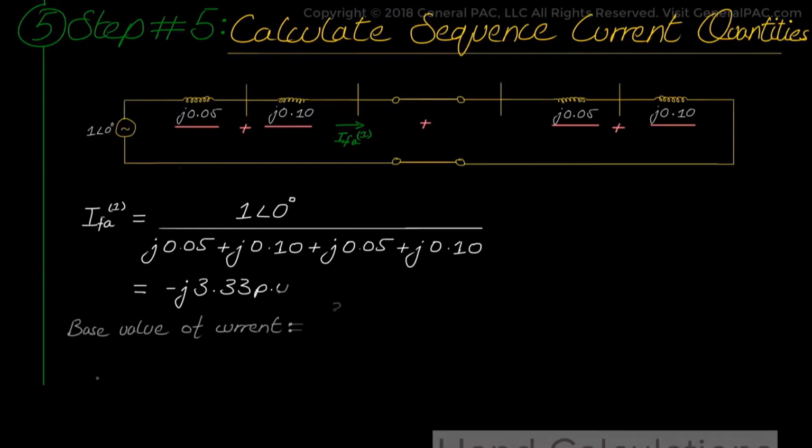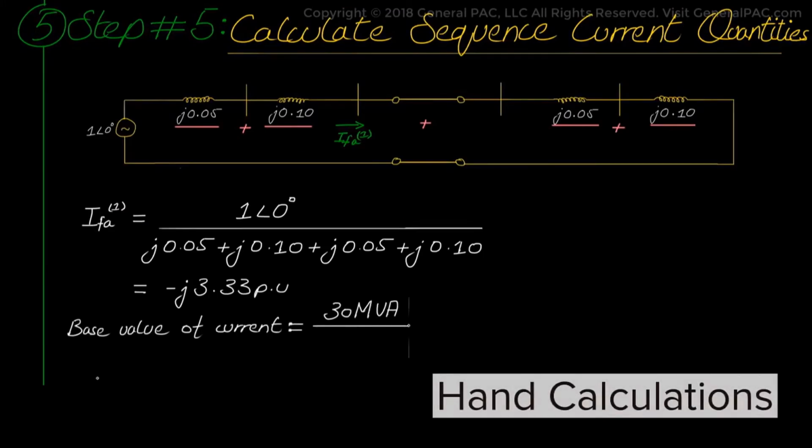Base value of power, which is 30 MVA, divided by the base value of the voltage at the faulted end, 13.8 kV, which gives us the base value of current at 1255.